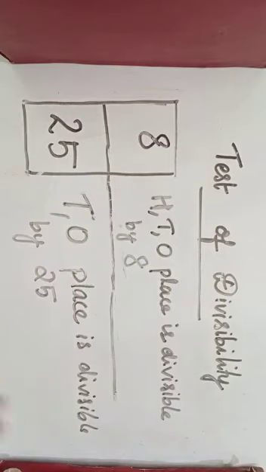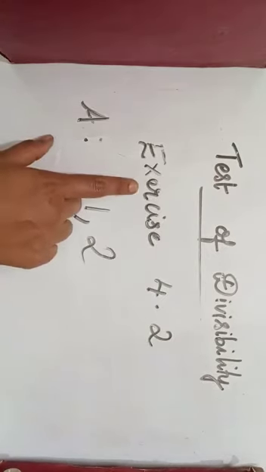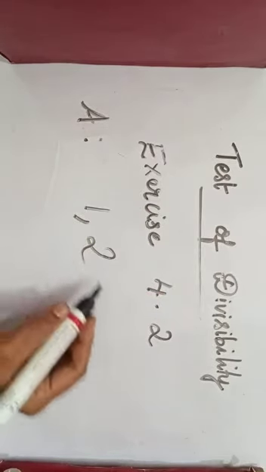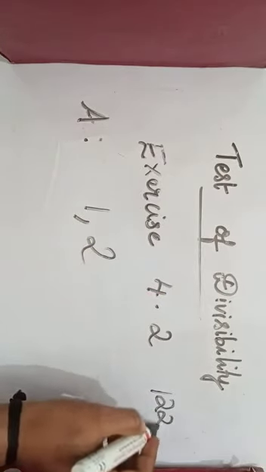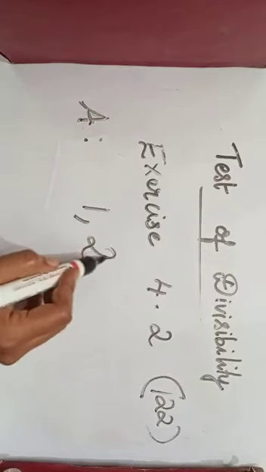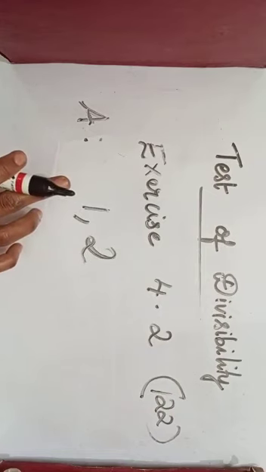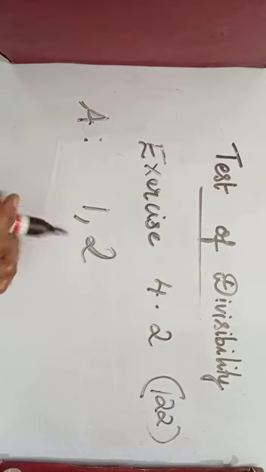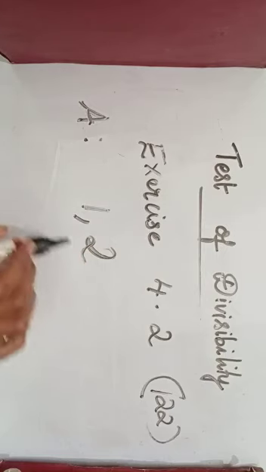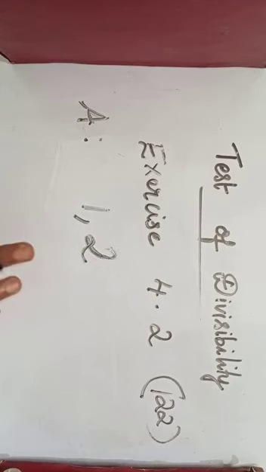I think this class is clear for you. If anyone has a doubt, you can just ask. Your today's activity is to take exercise 4.2 on page number 122. Do the A part of questions 1 and 2. Use the divisibility test to find which of the following numbers are divisible by 8 is the first question, and which of the following are divisible by 25 is the second question. You need to do these two questions only.